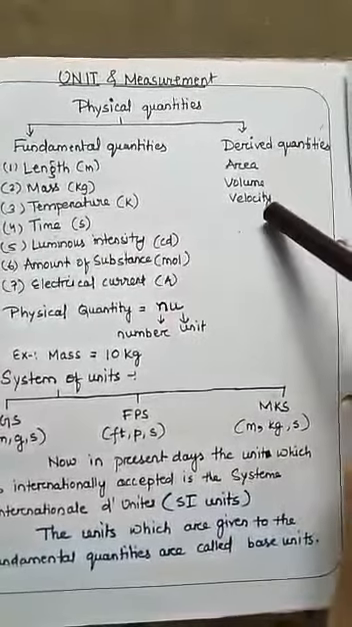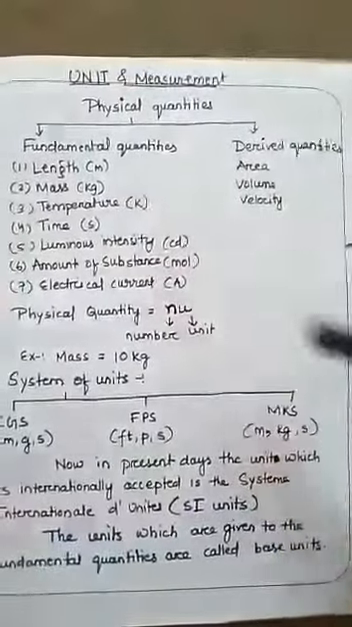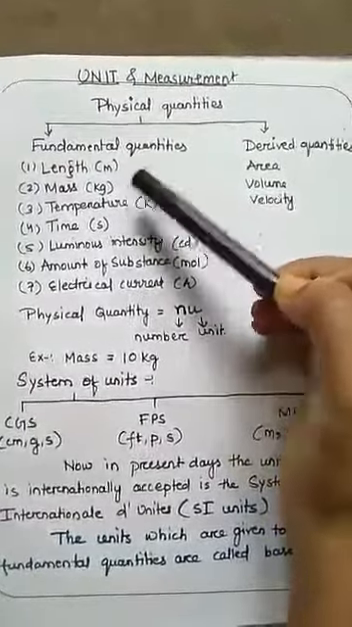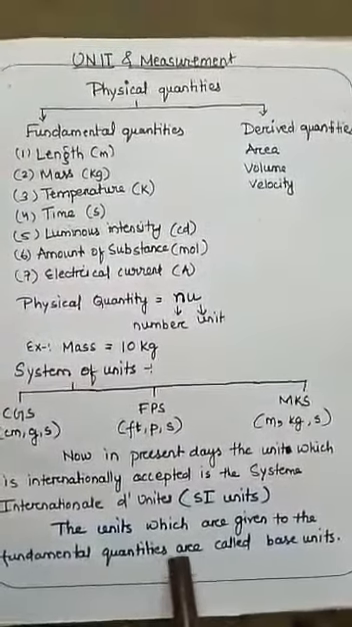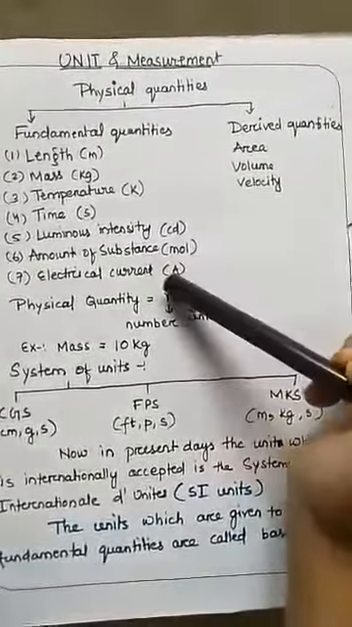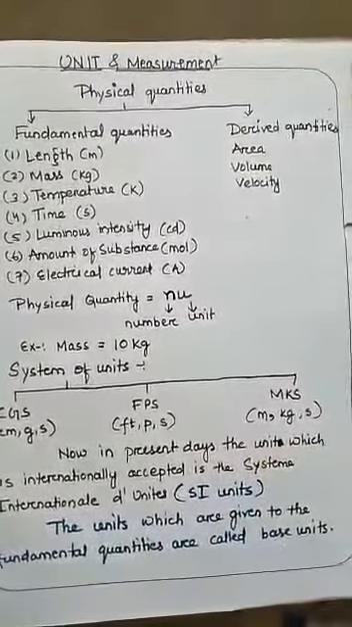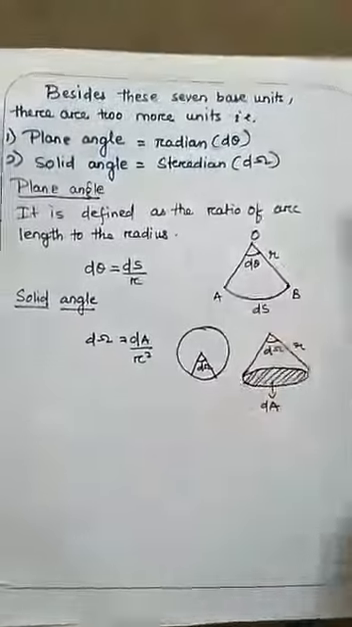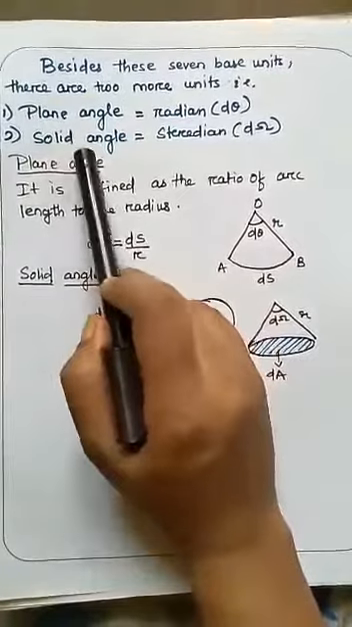Similarly, derived quantities will have SI units built using the base units of these fundamental quantities. So what are fundamental units or base units? The units which are given to the fundamental quantities are called base units. Besides these 7 fundamental quantities, we have 2 other physical quantities which are dimensionless, and those are the plane angle and the solid angle.